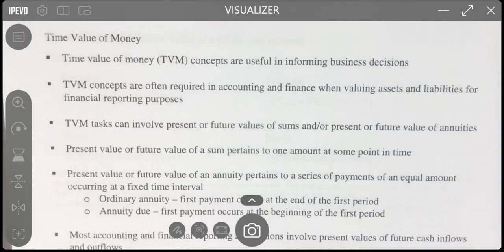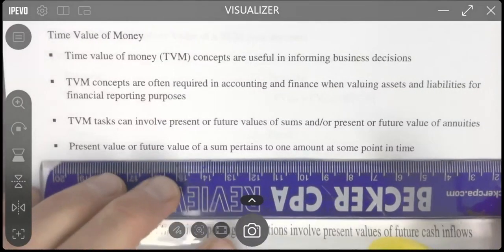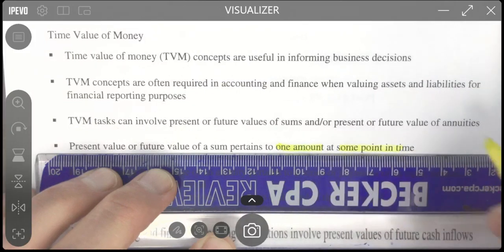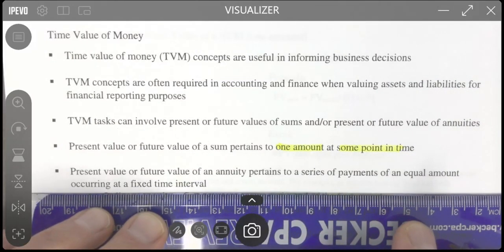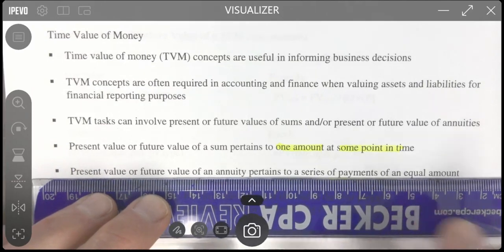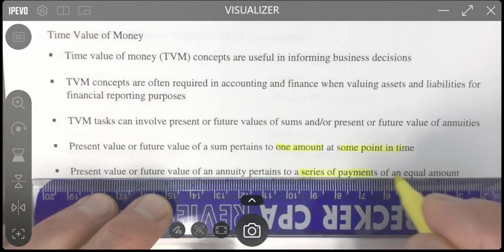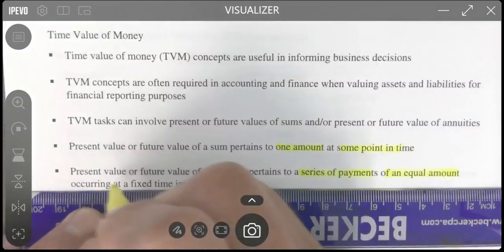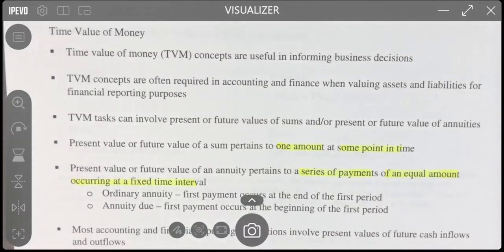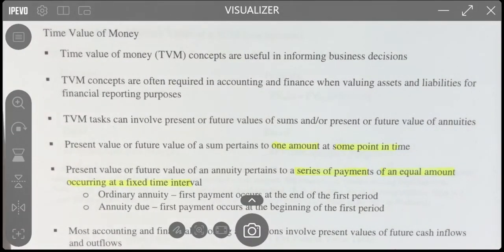So let's take down the key points here. One amount, some point in time. Future value of an annuity, well, that's future or present value of an annuity. An annuity is a series of payments of an equal amount occurring at a fixed interval. So, for example, interest payments are an example of an annuity. Same amount occurring periodically at the exact same interval of time.